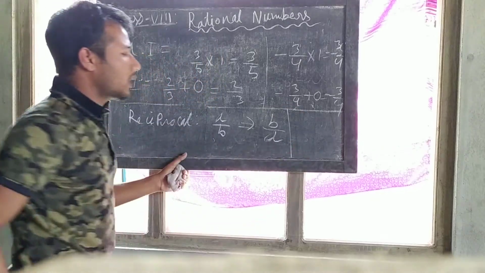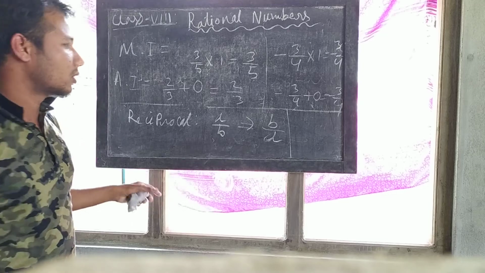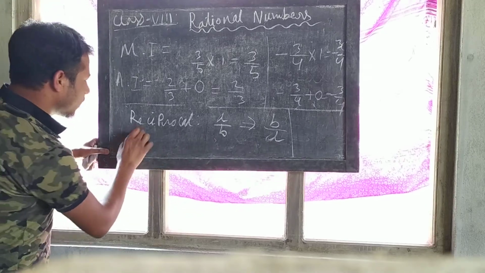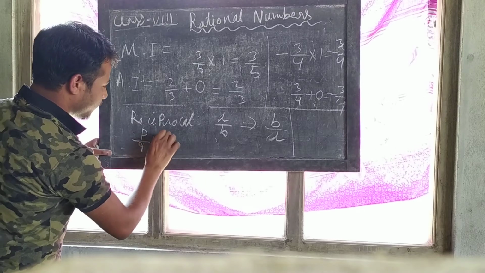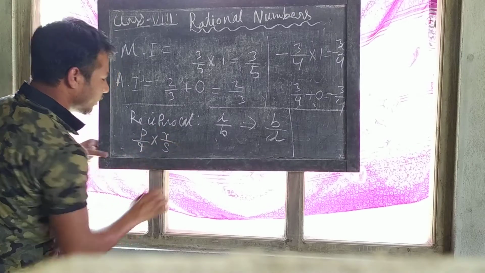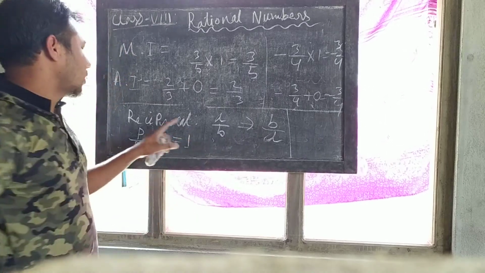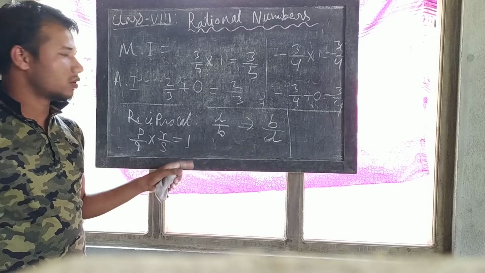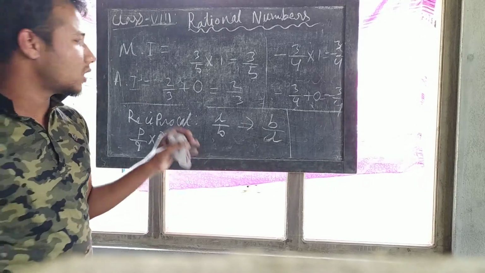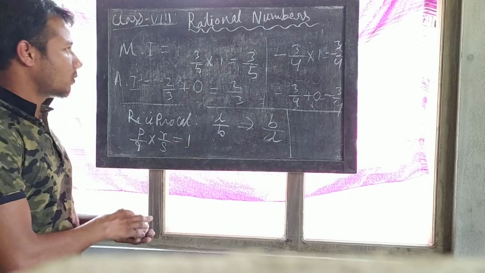And if we multiply a number and its reciprocal, suppose A by B into B by A, it will be 1. In general, if P by Q and R by S are reciprocal to each other, their multiplication will always be 1. You can put here A by B and B by A, their result will be 1. So if any two rational numbers are reciprocal to each other, their multiplication will always be 1.